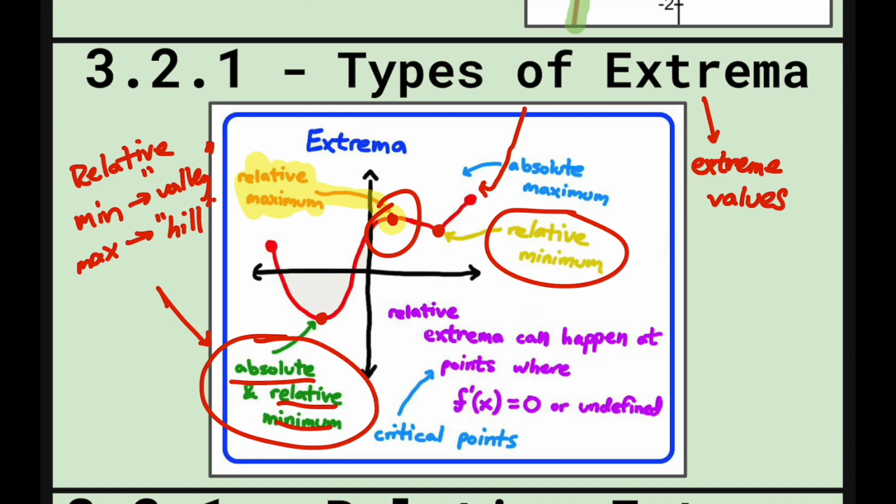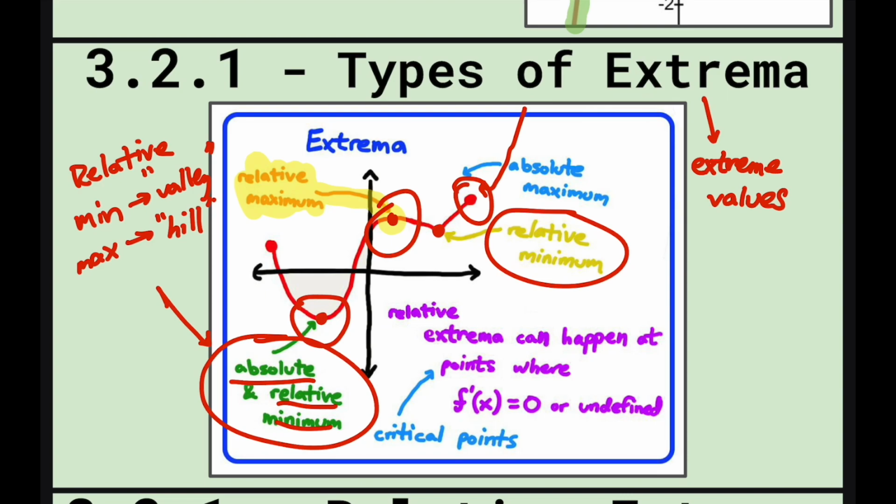Okay, absolutes just mean the absolute biggest y possible and the absolute smallest y possible for the max and min, respectively. Make sure you understand that, again, absolutes can happen at the endpoints, or it can still happen at where relative extrema happen as well.